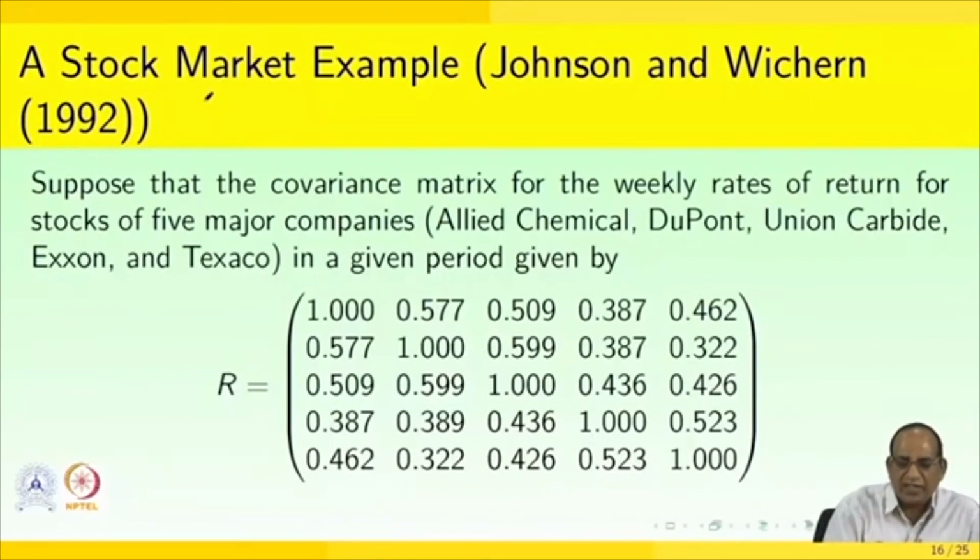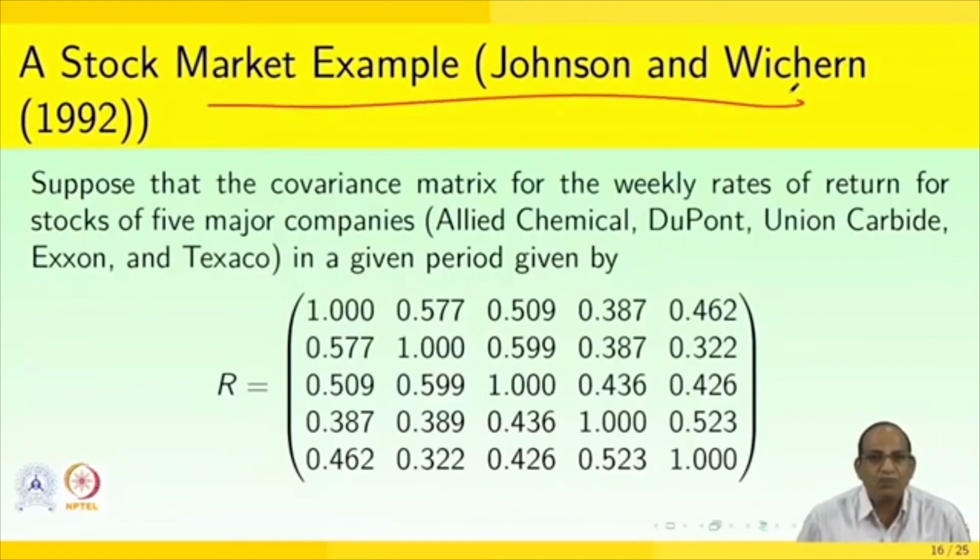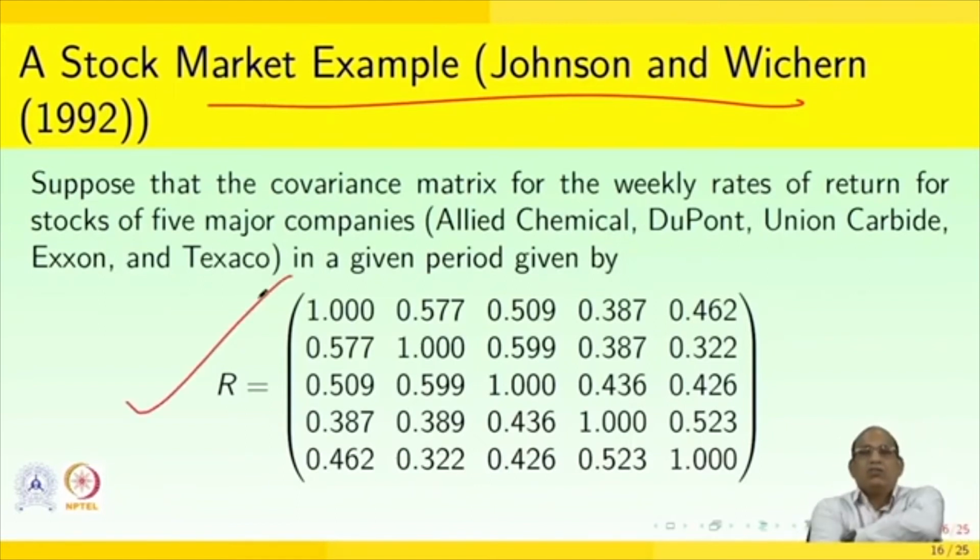So if you look at this market example, Johnson and Richardson 1992, suppose that the covariance matrix for the weekly rates of return for stocks of the 5 major companies is given like this. R is equal to, first element is 1.000, second element is 0.577, third element is 0.387, fourth element is 0.462. And the last one is 0.462, 0.322, 0.426, 0.526 and that is 1.00.